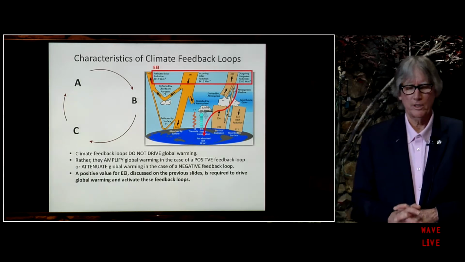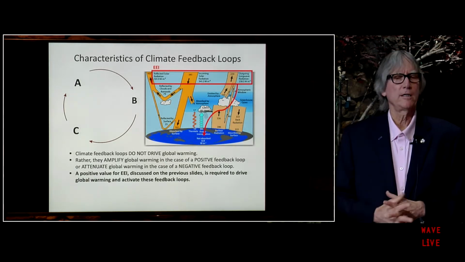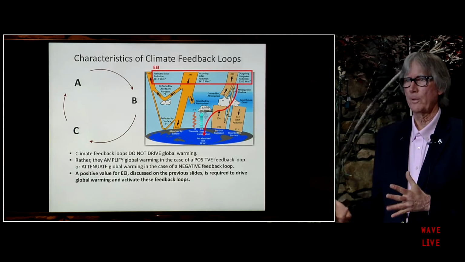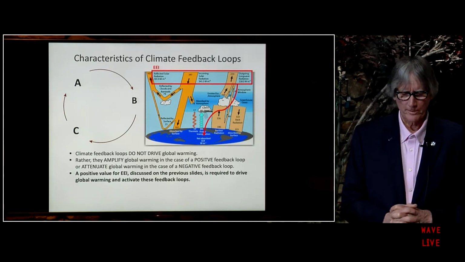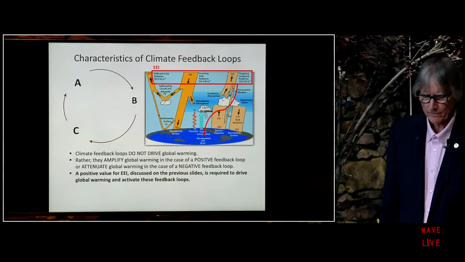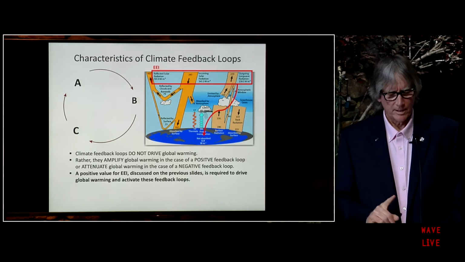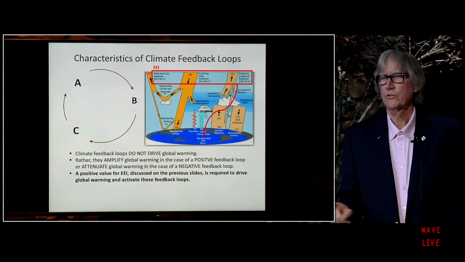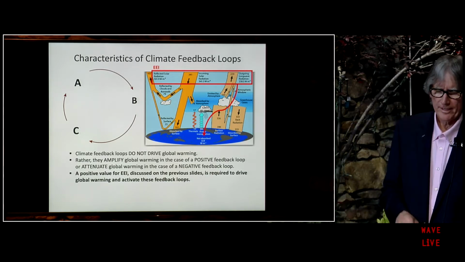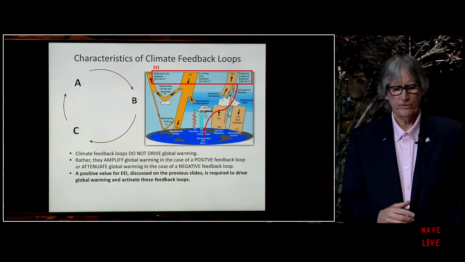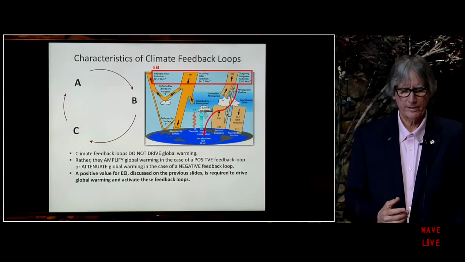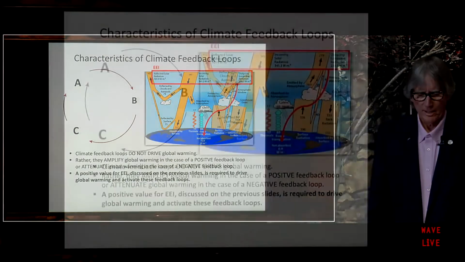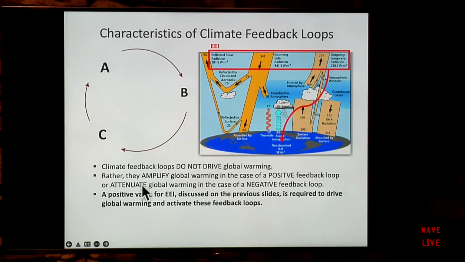Feedback loops can either amplify global warming, for a positive feedback loop, or attenuate global warming if it's a negative feedback loop. Now, here's an important point. Climate feedback loops do not drive global warming. Rather, they amplify warming in the case of a positive feedback loop or attenuate warming in the case of a negative feedback loop. They require a positive value of EEI, this radiation imbalance here, to drive the global warming.